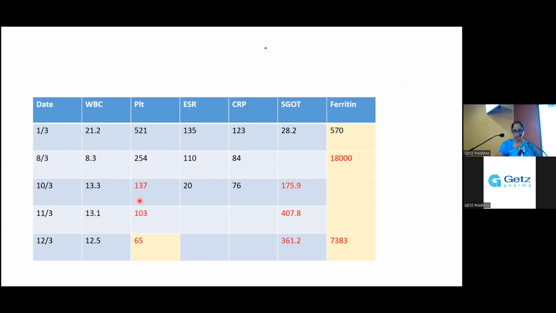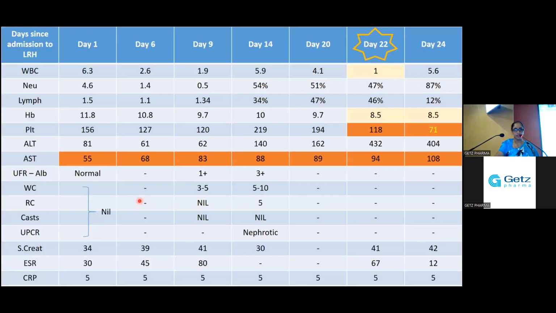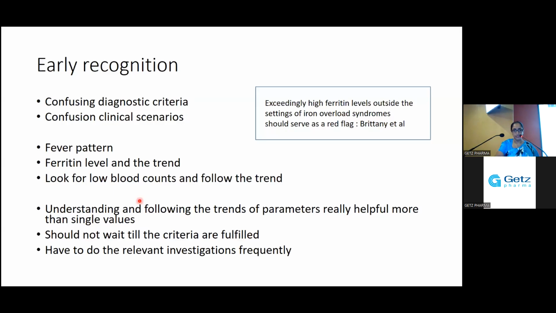Therefore, you have to know the criteria, but just don't rely too much on that. Understanding and following the trend of parameters is really more helpful than single values. These are not my thoughts, they are in the literature. So you should not wait until the criteria are fulfilled. Have to do the relevant investigations frequently also, because that showed that my first child, very infrequent investigations were done.